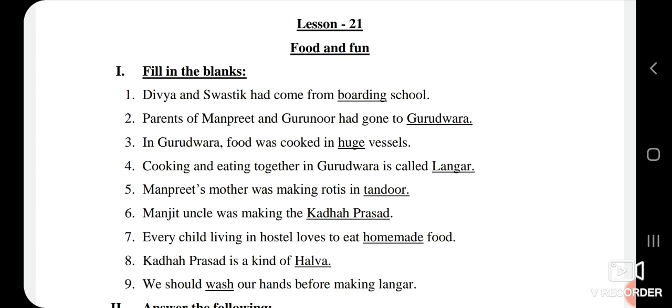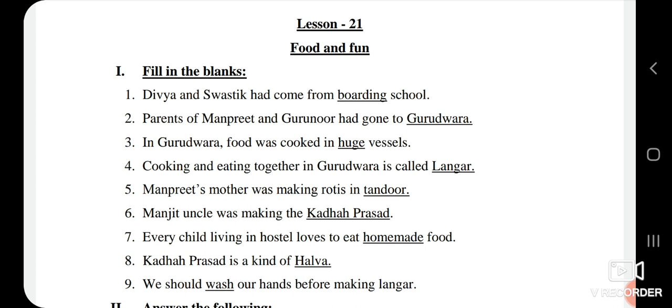In Gurudwara, food was cooked in dash vessels. In Gurudwara, food was cooked in huge vessels. Cooking and eating together in Gurdwara is called dash. Cooking and eating together in Gurdwara is called langar. Manpreet's mother was making rotis in tandoor. Manjeet's uncle was making the Kadah Prasad.